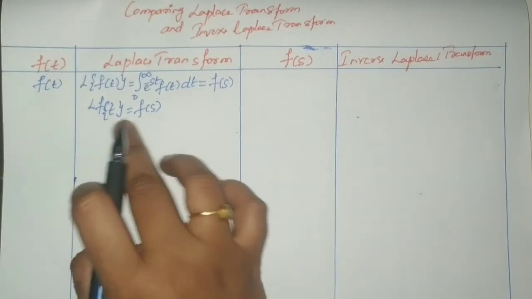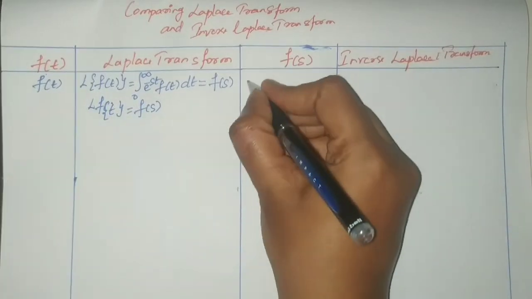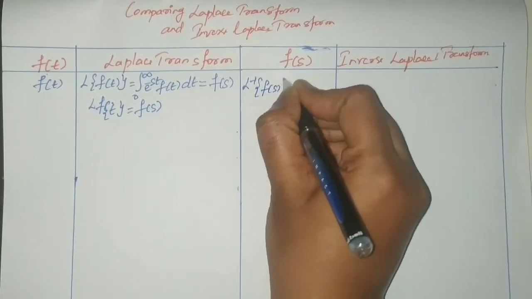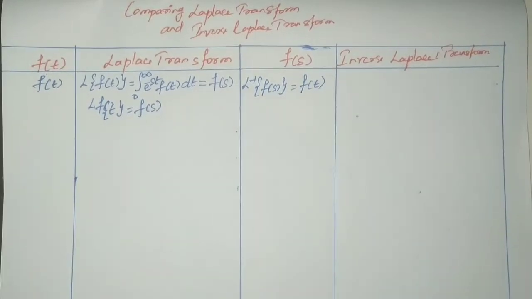So just rewrite this in the inverse form. Take L on the other side, we get L inverse of function f of s gives back the function f of t. That is what we call inverse Laplace transform. L of f of t is f of s is a normal transformation. Inverse is your function will be in terms of s, the solution will be in terms of t.